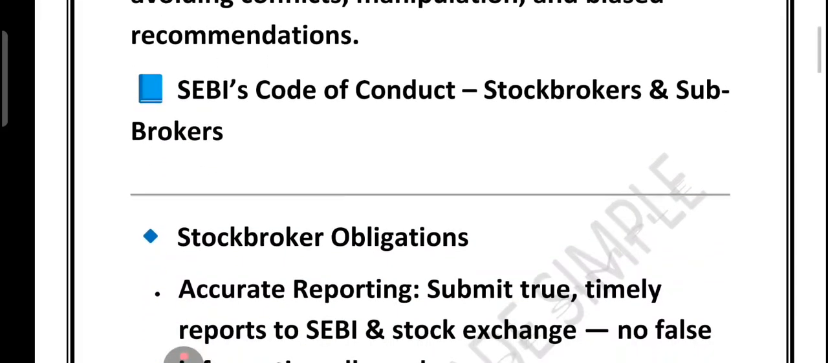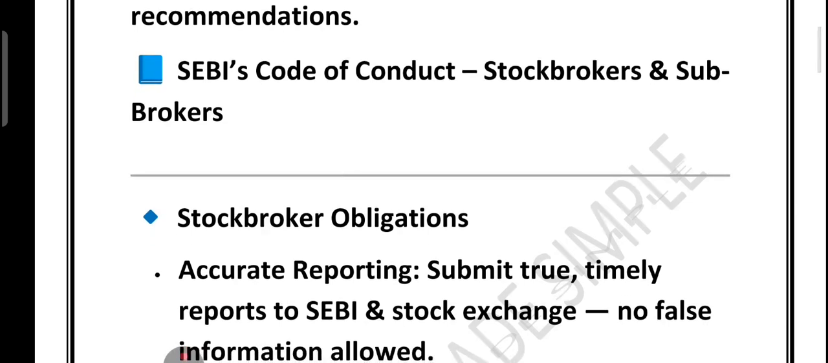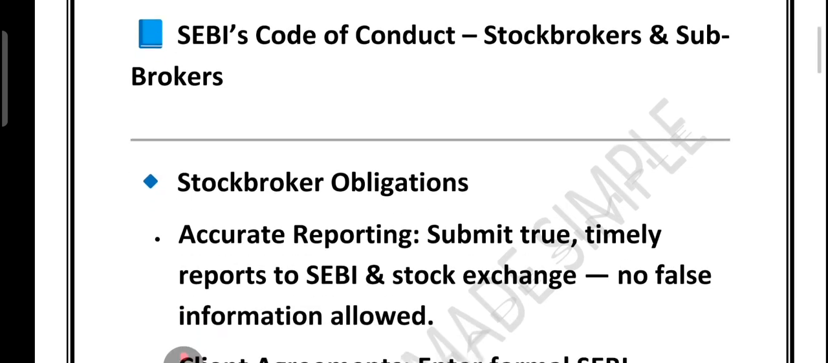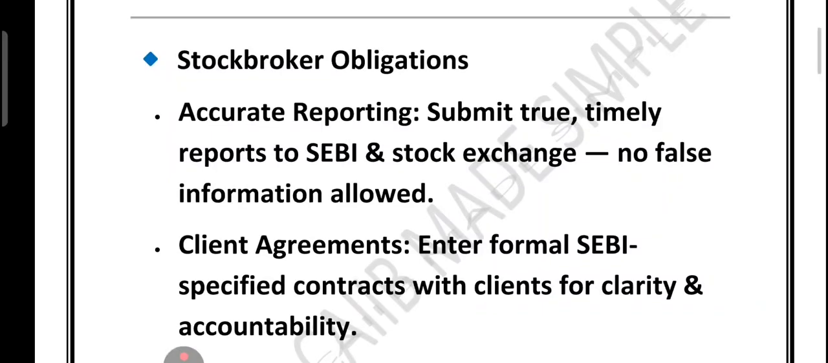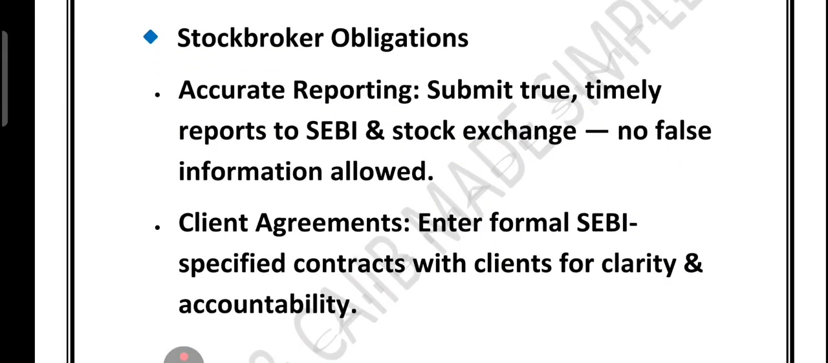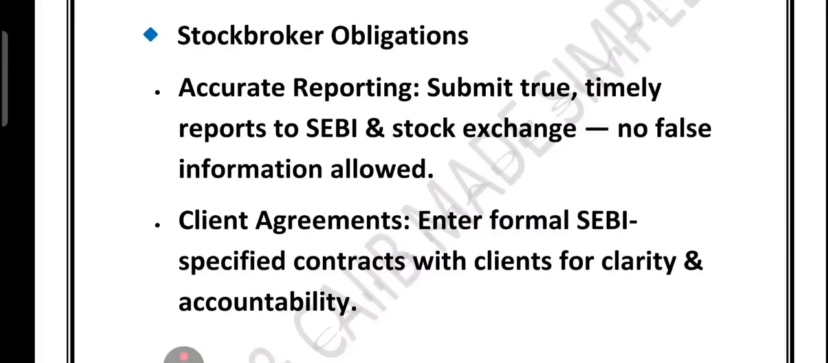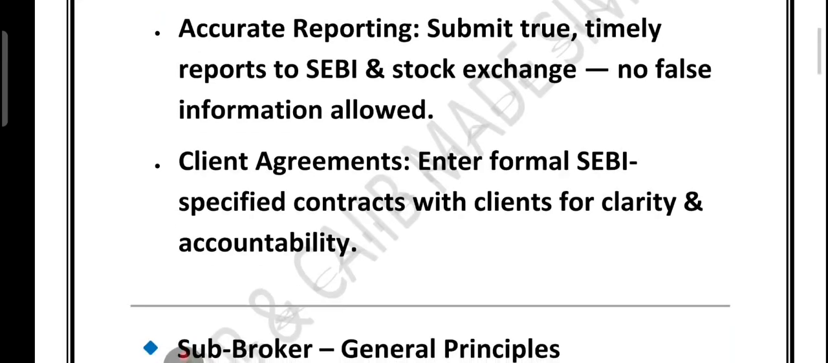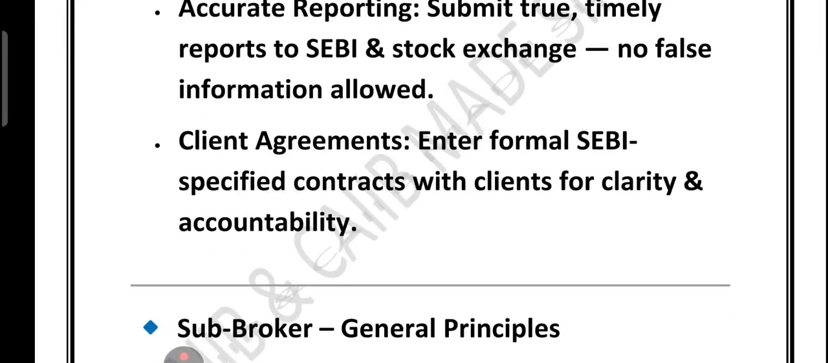Now, SEBI code of conduct for a stockbroker and sub-broker. So friends, this section ensures that both broker and sub-broker act with transparency, honesty, and responsibility while dealing with investors. Starting with stockbroker obligations, every broker must give accurate and timely reports to SEBI and the stock exchange. No false reporting, no hiding of facts. Complete honesty is mandatory. Also, a broker must sign a formal agreement with their client as prescribed by SEBI. This keeps everything clear, documented and ensures accountability on both sides.